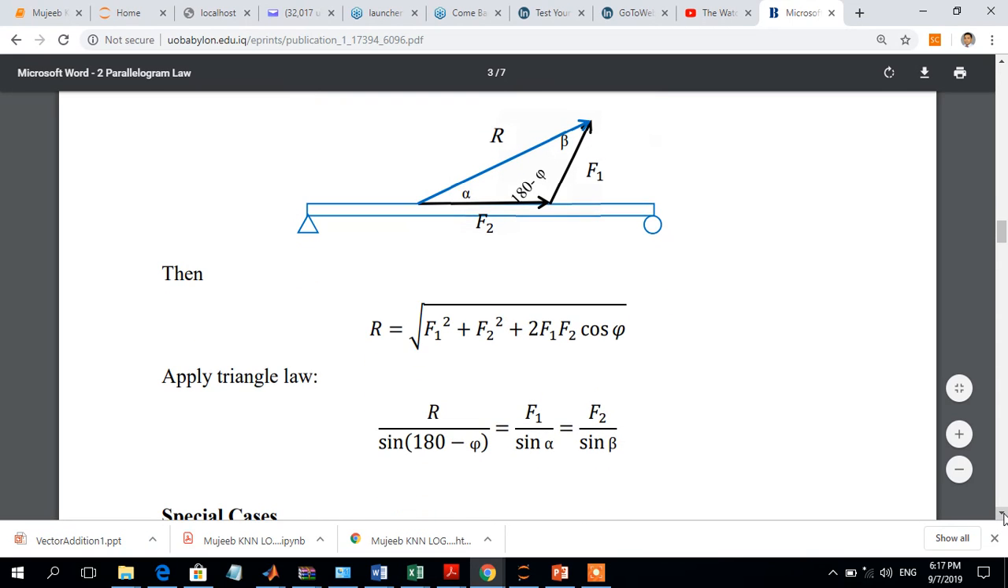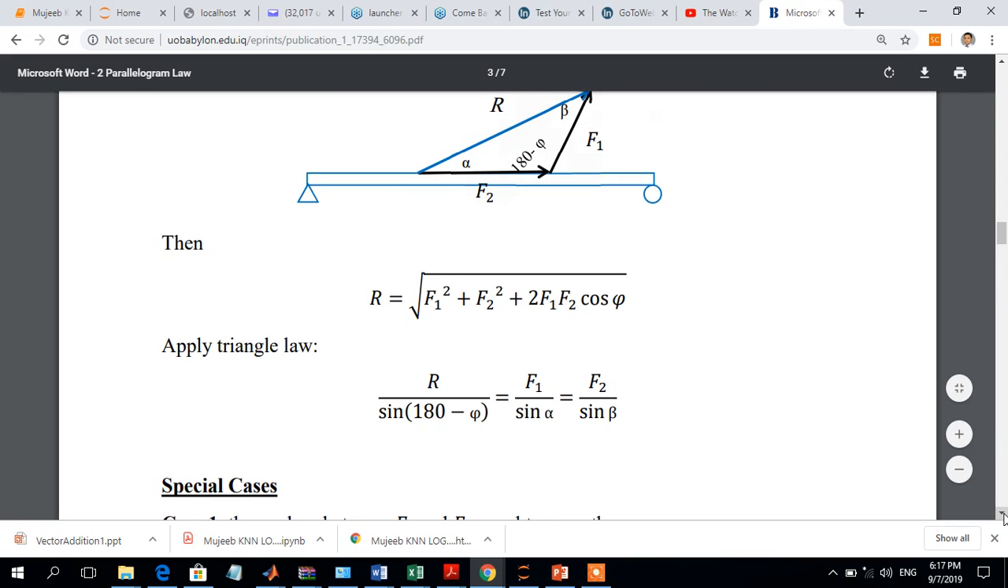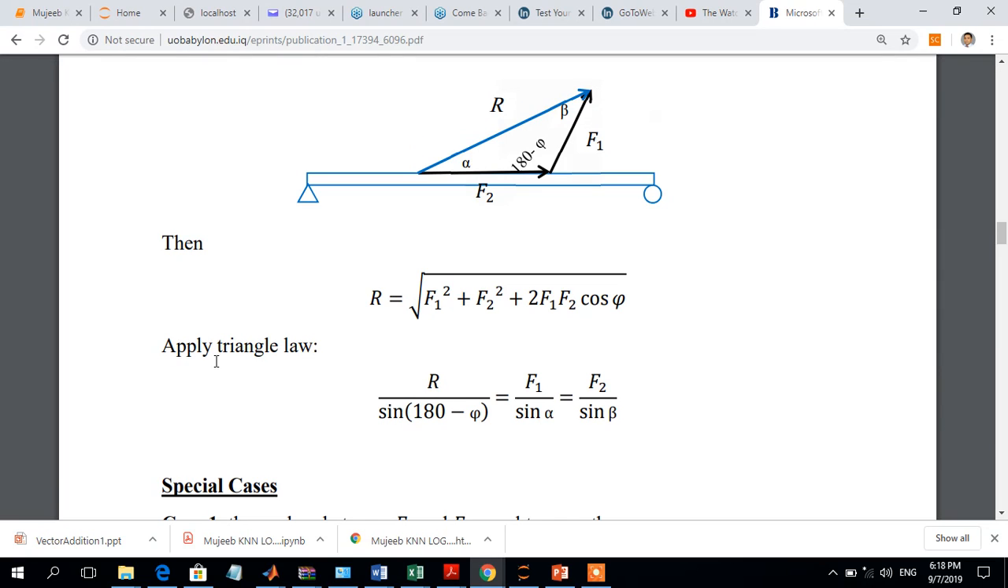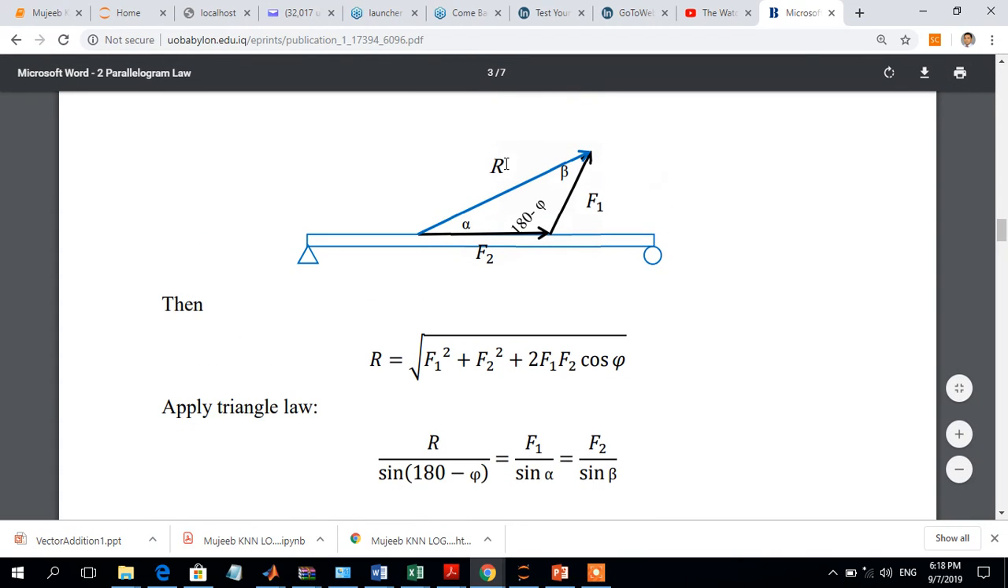Now, the same thing can also be solved using another equation, which relates the sides of the triangle to the corresponding angles, and this law is called the triangular law. If you look at this case, R is one of the sides and the angle just opposite to side R is 180 minus phi. For side F2, the angle opposite is beta, whereas for F1, the angle opposite is alpha.